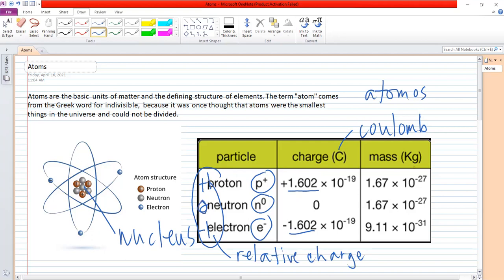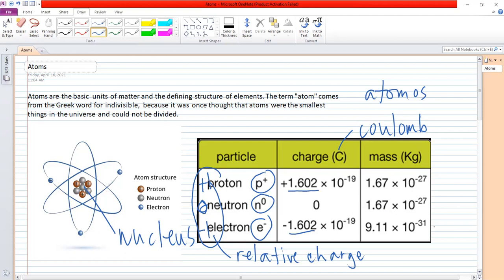Now on the third column, we have the masses of these particles. Okay. So for the proton, we have 1.67 times 10 to the negative 27 kilogram. For neutron, we have 1.67 times 10 to the negative 27 kilogram. And for electron, we have 9.11 times 10 to the negative 31.